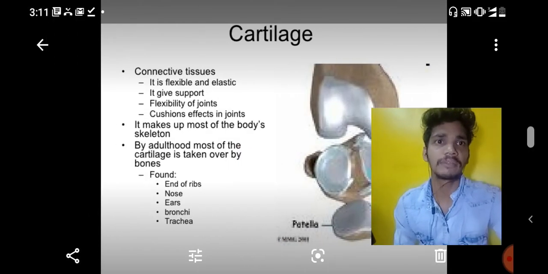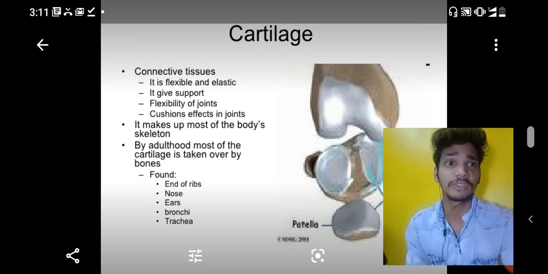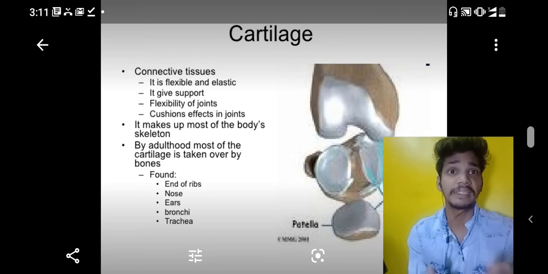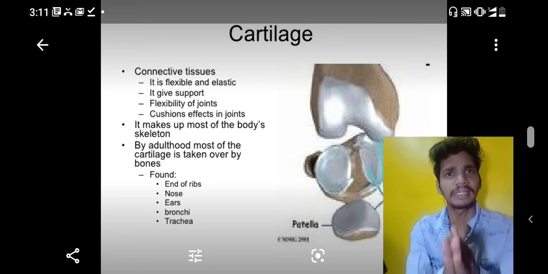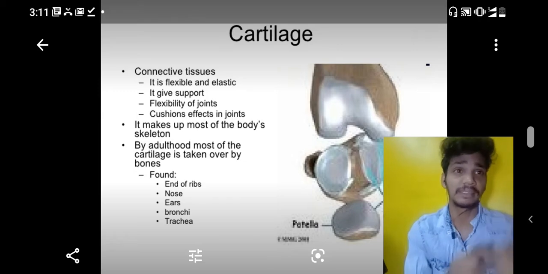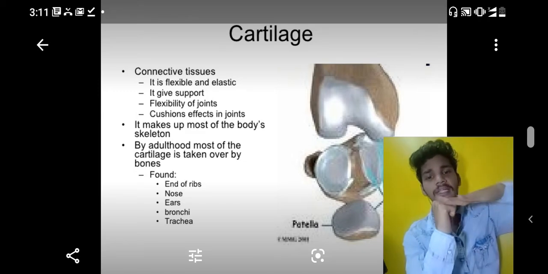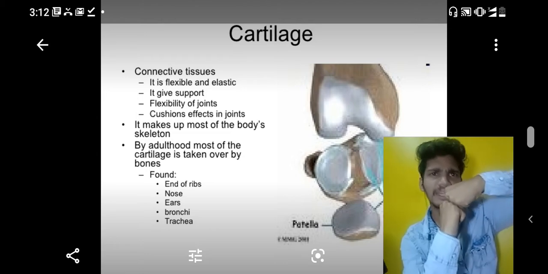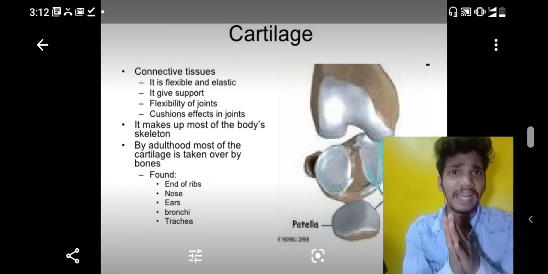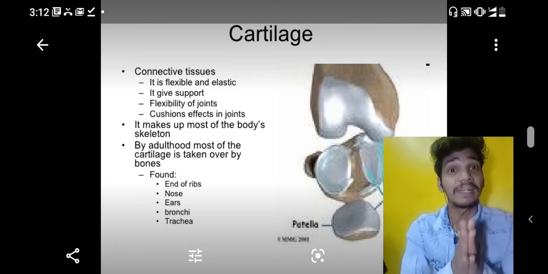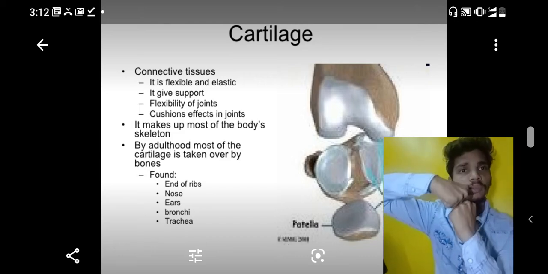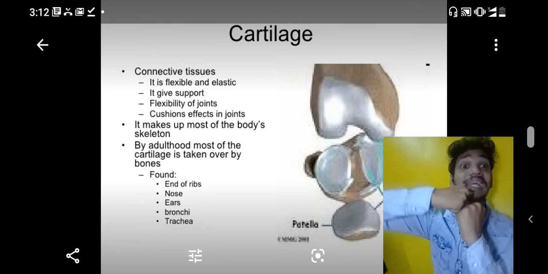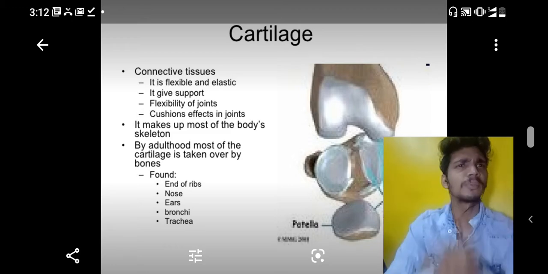In the next slide, we can see cartilage. What is cartilage? It is flexible and elastic. The cartilage is between two bones, so it has to be flexible, like you can see in the diagram as well. It gives support and flexibility to the joints. If two bones are joined here, there has to be flexibility. That is why cartilage is more important.